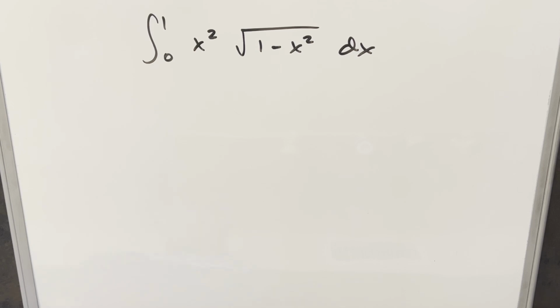Okay, we've got another integral. This one's from nowhere. We've got the integral from 0 to 1 of x squared times the square root of 1 minus x squared dx.